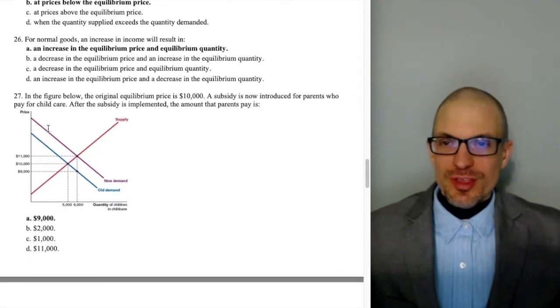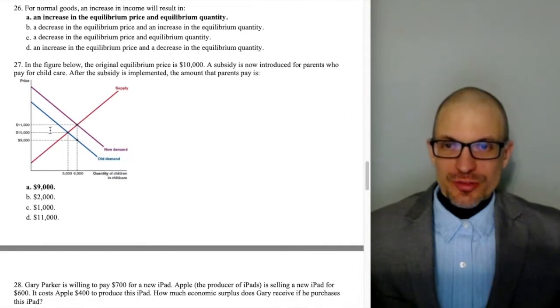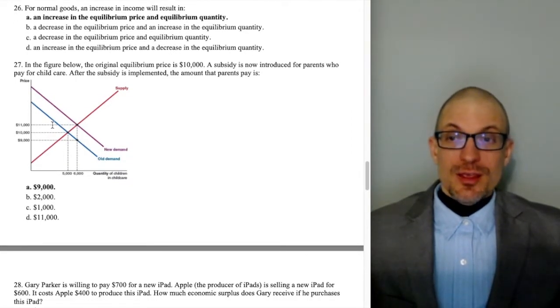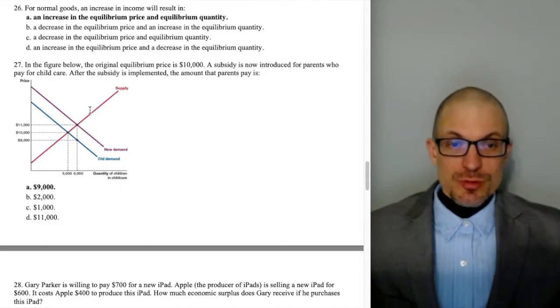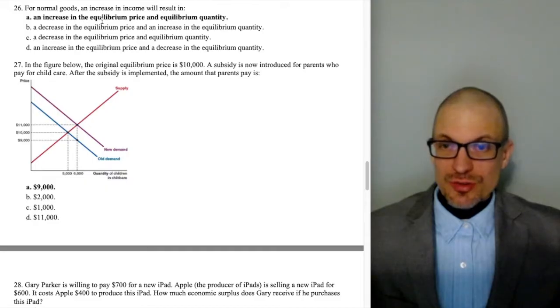For normal goods, an increase in income will result in an increase in demand. So if we get an increase in demand, we have consumers competing with each other, bidding up the price. Quantity rises, price rises. So an increase in equilibrium price and an equilibrium quantity.